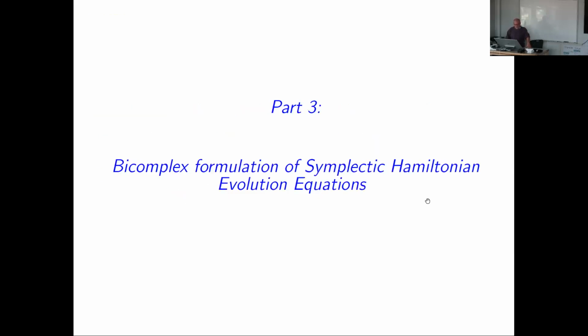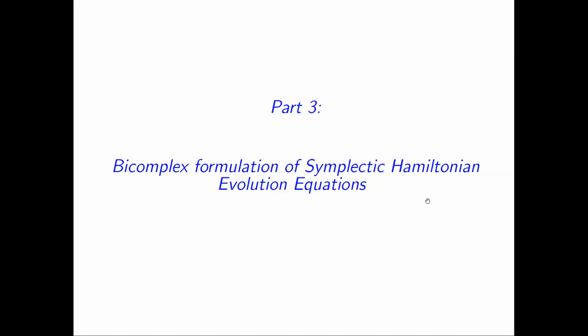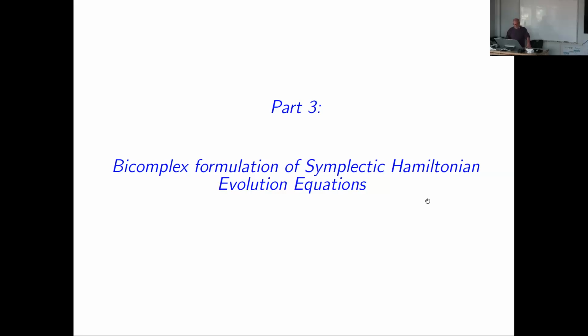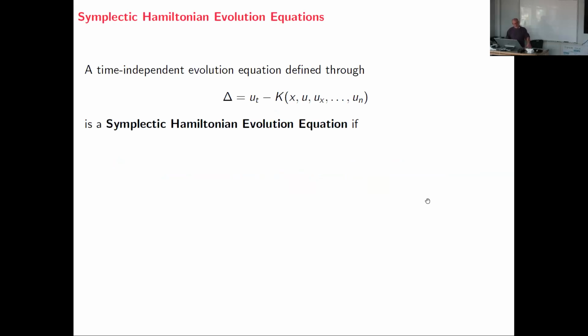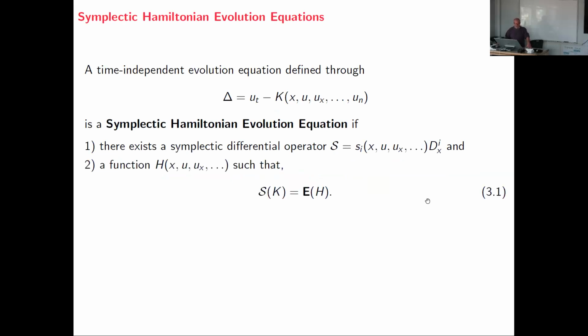Okay, so now this goes to the question. Joseph, did you ask me that question? Yes, that was me. Right. So let's dive into that question. For time-independent evolution equations defined in this way, sometimes they're defined such that what might make it symplectic is that there has to be a symplectic differential operator, whatever that is. We'll discuss that in a second. And a Hamiltonian function, so that when you apply the differential operator to the K function, you get the Euler-Lagrange expression of H. That's one way people sometimes define this. I'm not an expert in these integrable systems, but this is one definition.